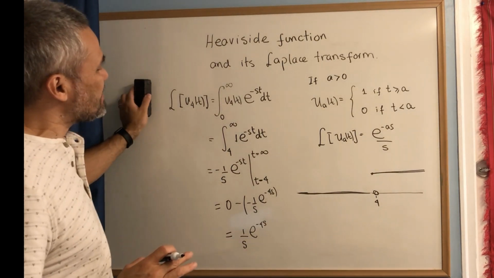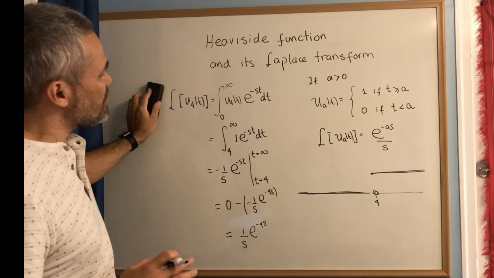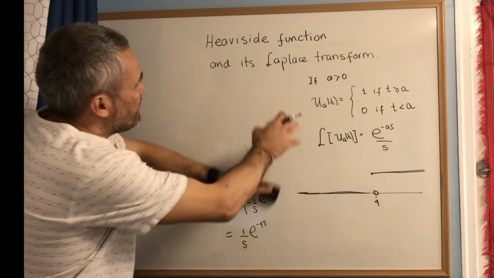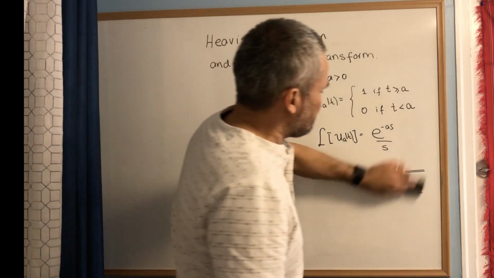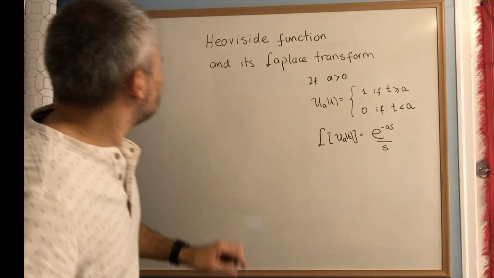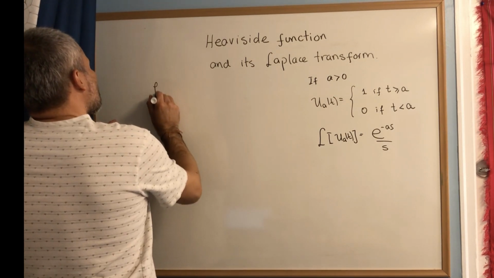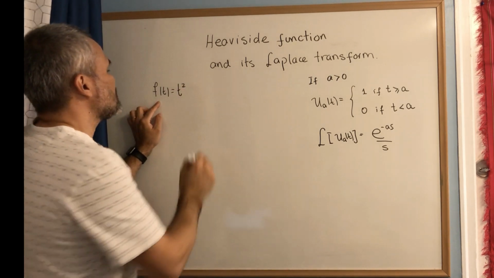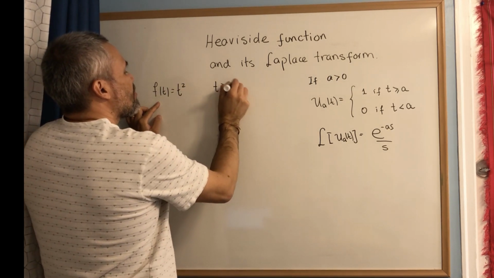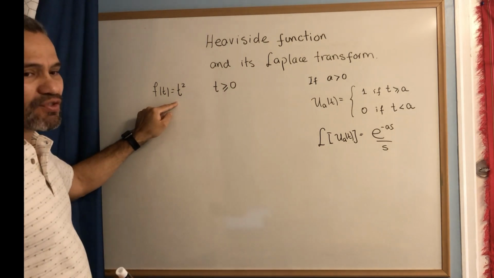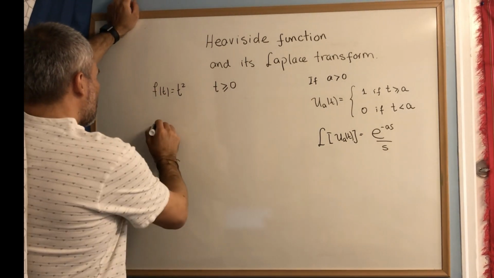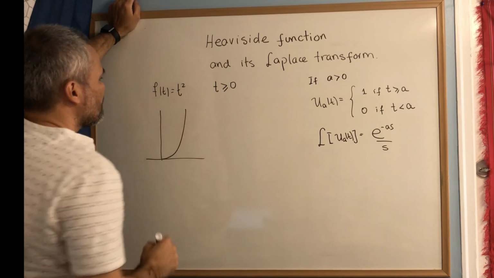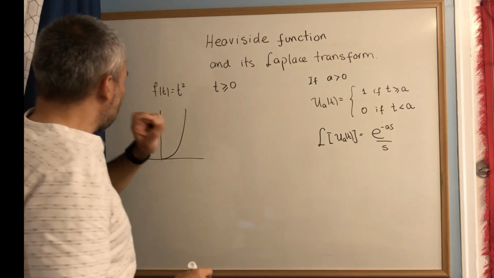There is an operation, a transformation, that is going to be very useful when we are dealing with this Heaviside function, and it is this transformation. Let's suppose we have the function f of t equal t squared. And for some reason, let's suppose that we only care about t bigger or equal than 0. How is the graph of that function? The graph would be like half of a parabola, since we only care about t bigger or equal than 0.